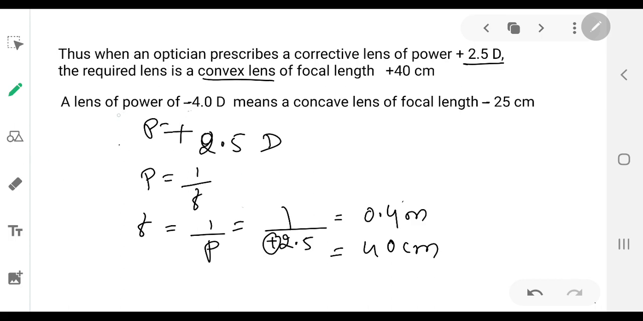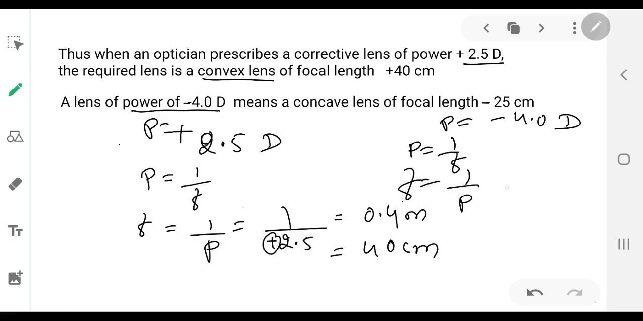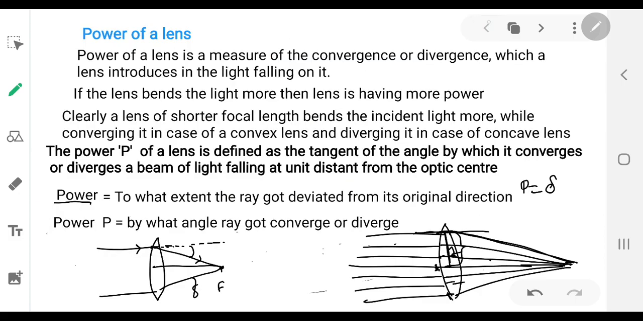If they prescribe a lens of power minus 4 dioptre, then the focal length of a lens that you have to use is 0.25 meter or 25 centimeter. A corrective lens that has to be used is a concave lens with a focal length of 25 centimeter. Now this is all about the power of a lens.